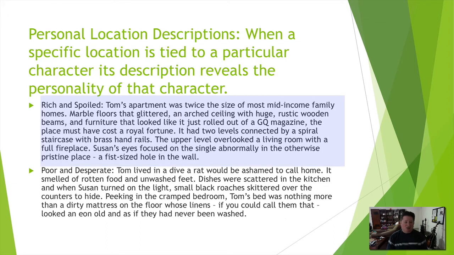So in the first example here, Tom's a rich guy, so you're talking about most mid-income family can't afford the homes. It's got marble floors and arched ceilings, the furniture coming out of a GQ magazine and cost a fortune. So you know that Tom's rich, and then the part that I like about this is that Susan focuses her eyes on what? The fist-sized hole in the wall, so he's rich, he's spoiled, he has a bit of a temper, right? And you can do the same thing with poor and desperate.